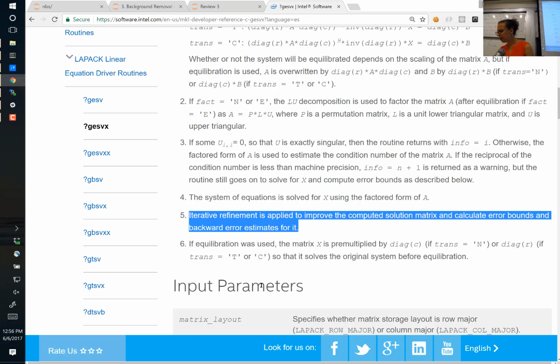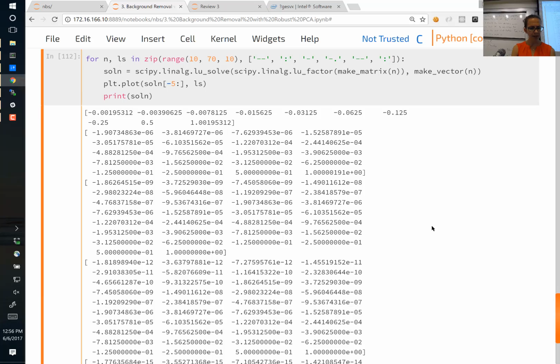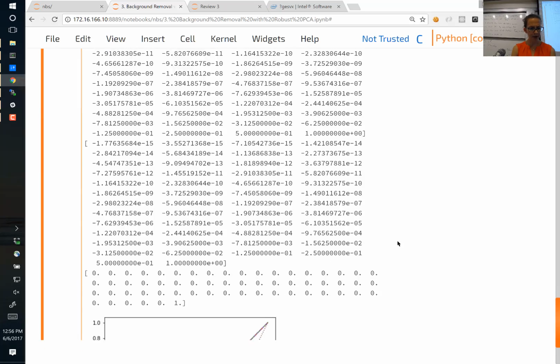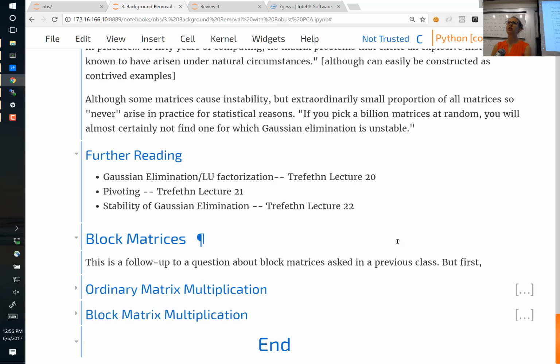So we're at time, but I'll return to this question next time. And otherwise that's most of what I had to say about LU factorization. This is covered in chapters 20 to 22 of Trefethen.